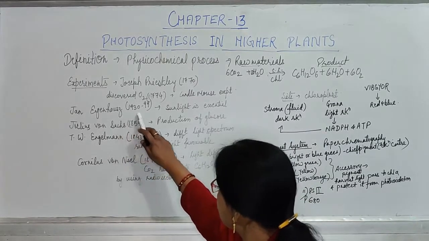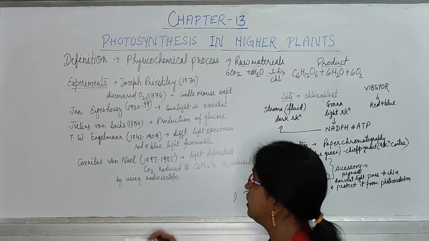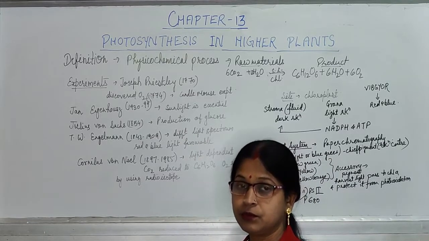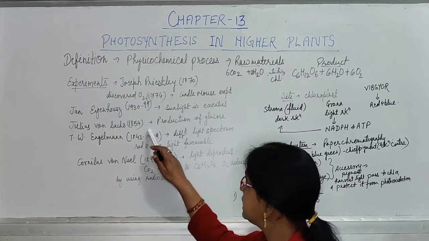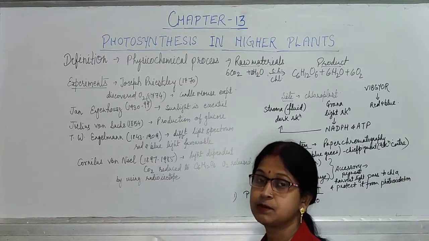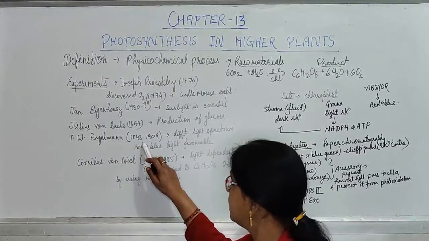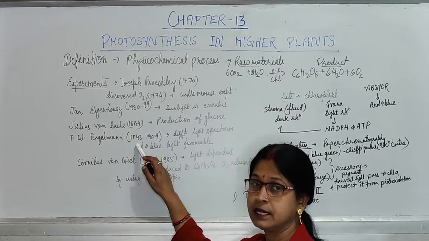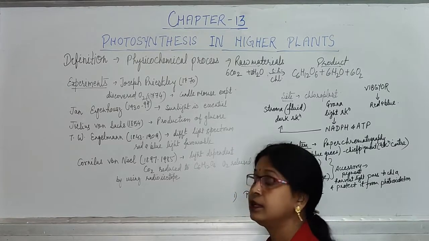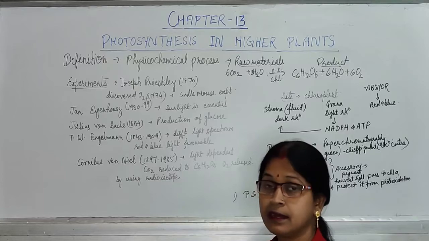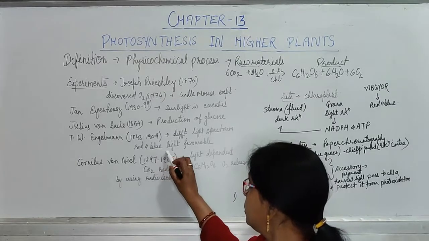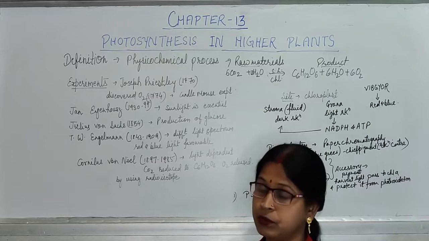Then John House in 1930 did a lot of experiments, and he concluded that sunlight is essential for the process of photosynthesis. Then Julius von Sachs in 1854 gave the conclusion that in this process glucose is produced. Then T.W. Engelmann, who worked during 1843 to 1909, did a lot of experiments, and he came to the conclusion that light has different spectrum with different wavelengths of light. Out of that, red and blue light were the most favorable for the process of photosynthesis.